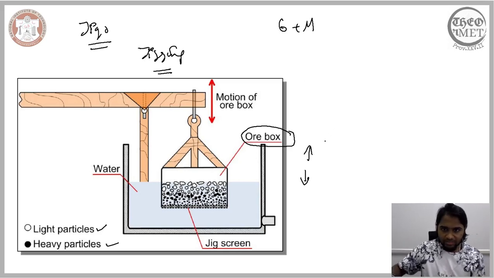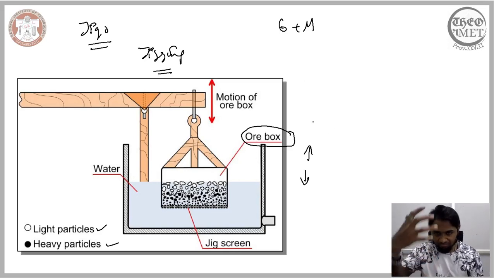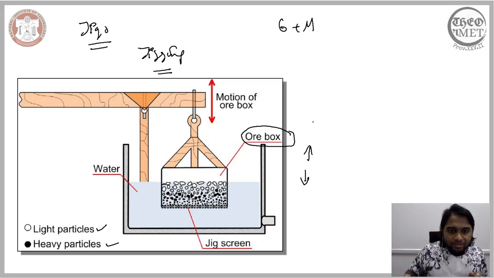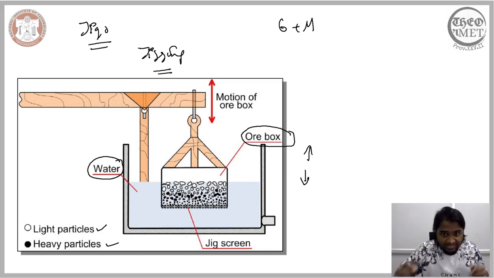Now, one characteristic feature we saw is the ores, the mixture of particles, present in the ore box. This ore box is allowed to move upward and downward in a medium that is usually water. So the ore box is suspended in a medium, and this overall setup is allowed to move upward and downward.